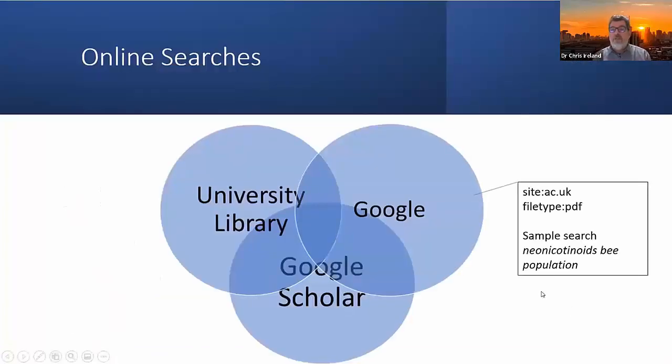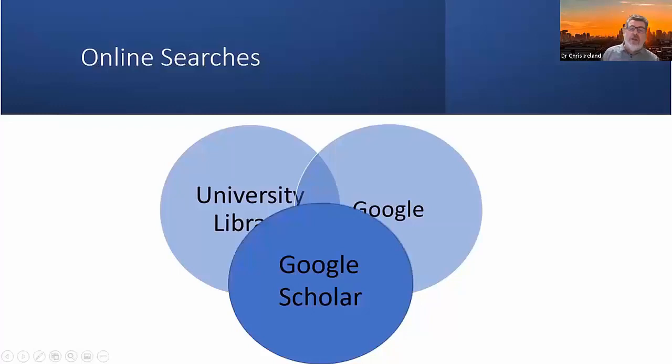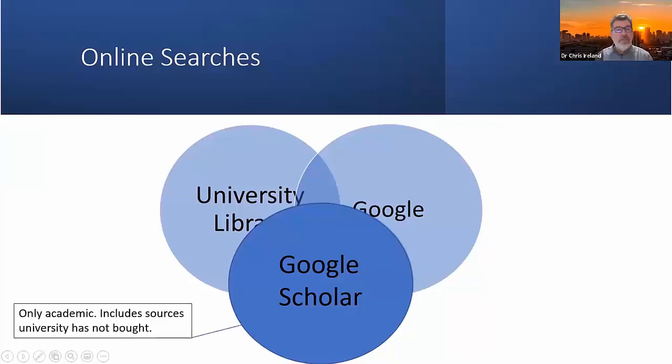Okay, so I've done a sample search, and we'll now move on to where I think you should be doing most of your searching, and that's in Google Scholar, because most of the electronic academic stuff that you're going to find from your library and from Google, you will be able to find in Google Scholar. So it's only academic. So that, as I said before, your university library has a lot of non-academic stuff that you're going to find really useful. But as far as academic stuff, Google Scholar is a really good place to start.